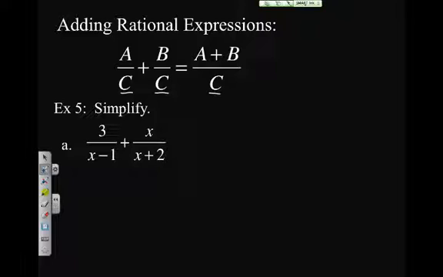So here's what we have to do. We have to find a common denominator. And so we look at each of these denominators individually and we say, okay, I need to have an x minus 1 and I need to have an x plus 2. So my denominator is simply going to be x minus 1 times x plus 2. And we're going to take each of these fractions and give them that denominator.